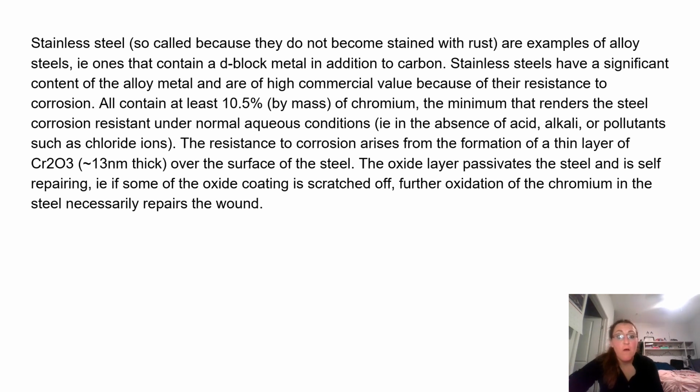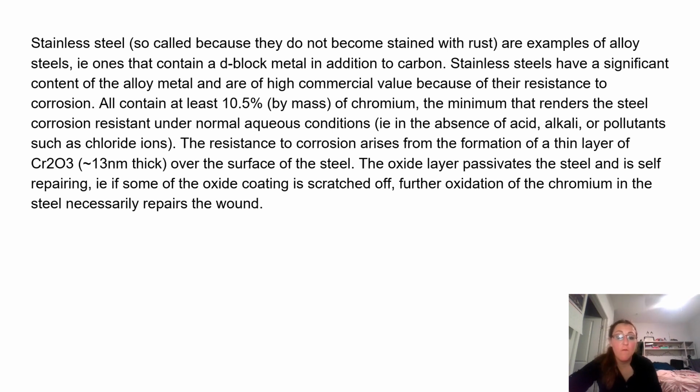Stainless steels, so called because they do not become stained with rust, are examples of alloy steels, i.e. ones that contain a D-block metal in addition to carbon. Stainless steels have a significant content of the alloy metal and are of high commercial value because of their resistance to corrosion. All contain at least 10.5% by mass of chromium, the minimum that renders the steel corrosion resistant under normal aqueous conditions, i.e. in the absence of acid, alkali, or pollutants such as chloride ions.